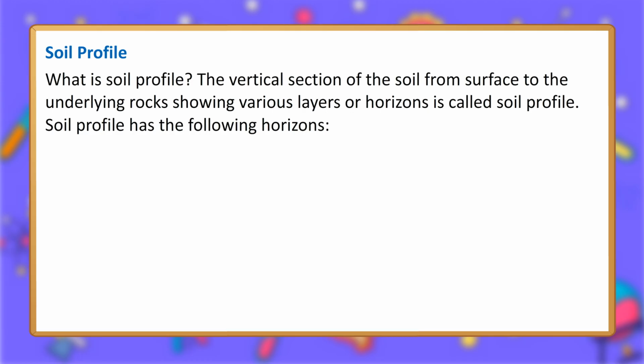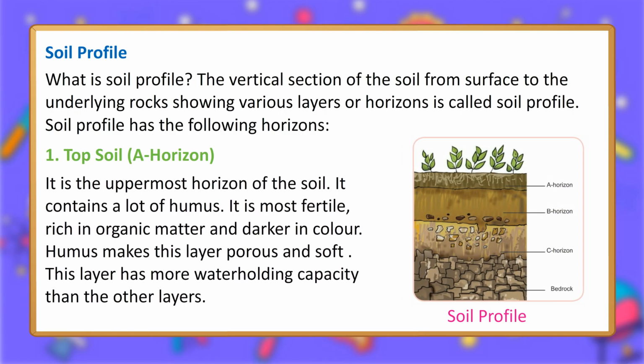The vertical section of the soil from surface to the underlying rocks showing various layers or horizons is called soil profile. Soil profile has the following horizons. 1. Topsoil, A horizon. It is the uppermost horizon of the soil. It contains a lot of humus.